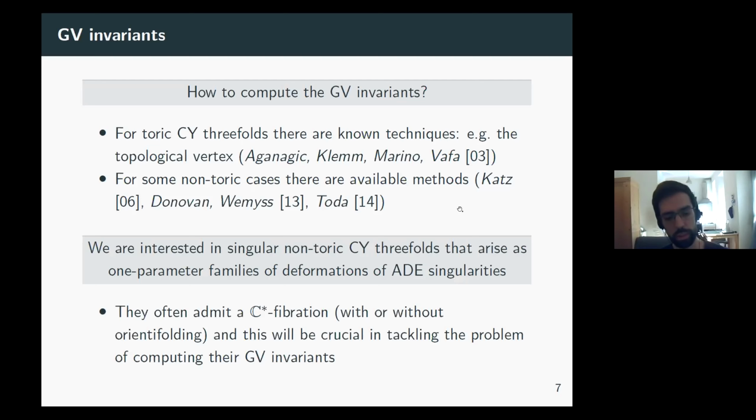Specifically, I'll be interested in singular non-toric Calabi-Yau threefolds that arise as one-parameter families of deformations of ADE singularities. So this was a long string of words, so I'll go through each part in order to exactly understand what's going on. The crucial fact is that this kind of threefolds that we consider often admit a C-star fibration with or without orientifolding, and this fact will be very important in tackling the problem of computing their GV invariants. This will be the fact that allows us to perform the computation.